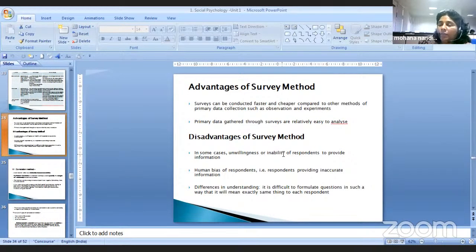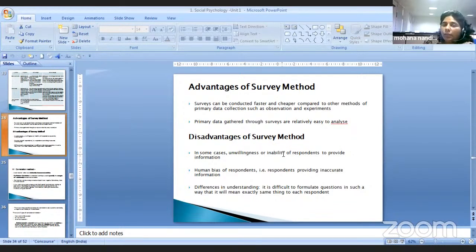See here, whenever we are doing the documentation review, we need to follow the maxims, we need to follow the publishers, or else we need to follow the records the way they were generated earlier. Here, whatever the documentation is, it is completely based on the past. Now, what are the advantages of the survey method? Surveys can be conducted faster and cheaper.